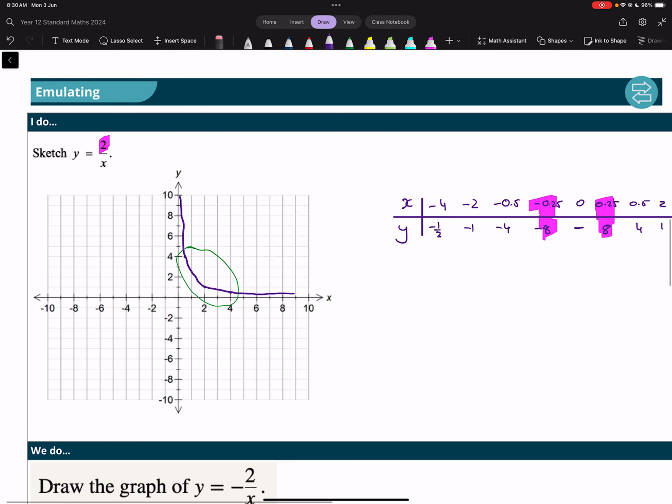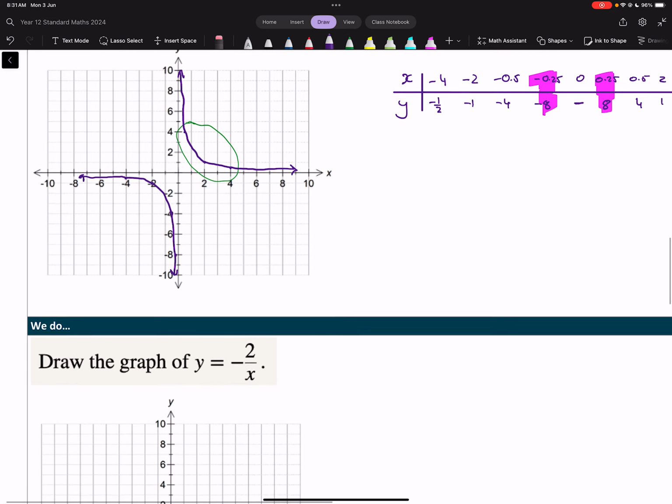And then we've got the same thing here. At -4, we're at a half. At -2, we're at 1. At -1/2, we're at -4, and at -1/4, we're at -8. Something like that. Arrows on the lines because they extend in both directions. And there we go.